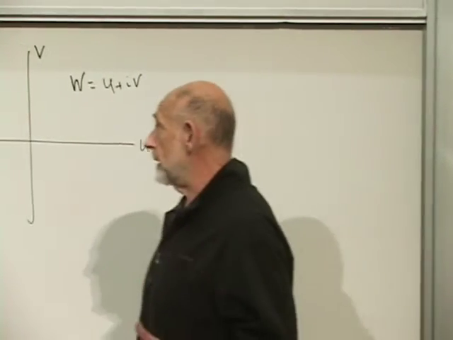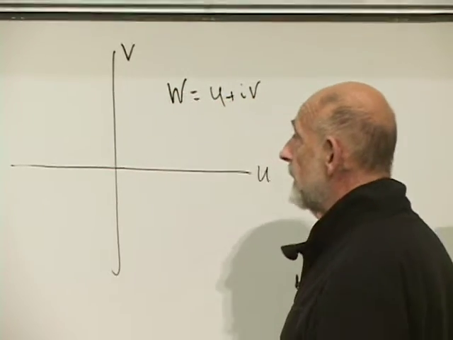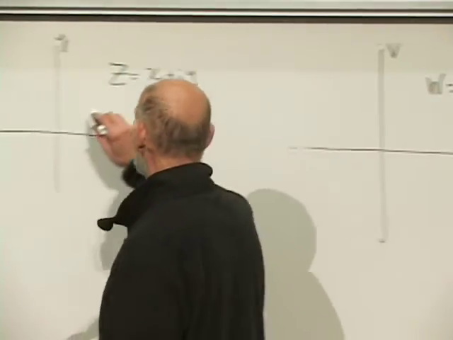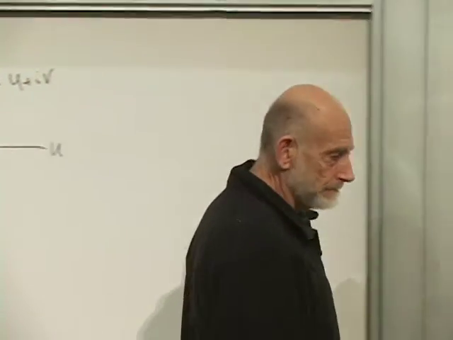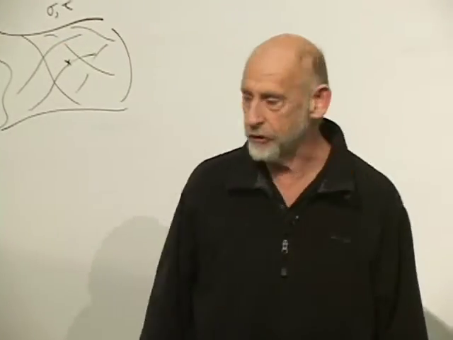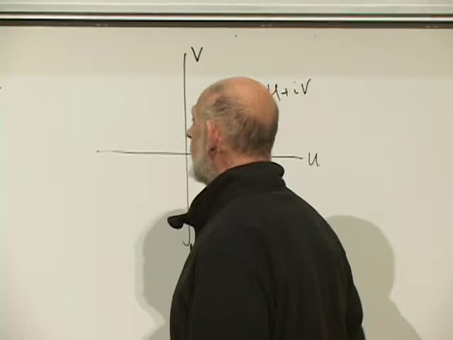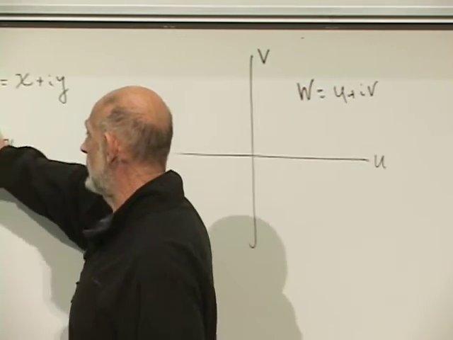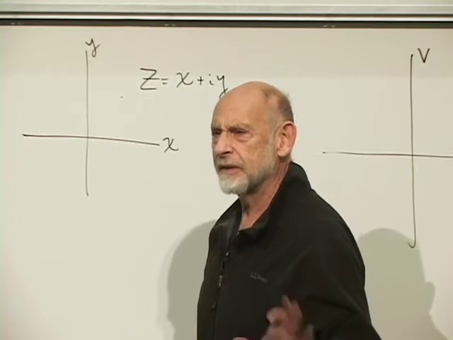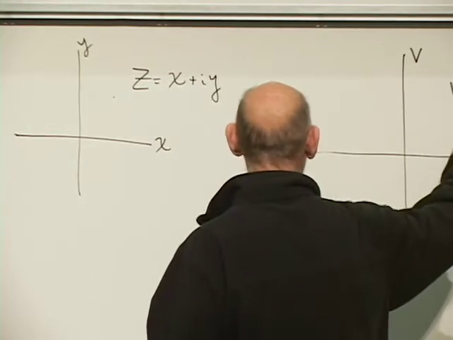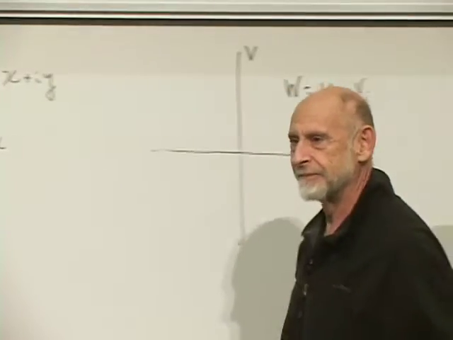And a mapping from the z-plane to the w-plane is just a rule: given any point x and y, assign to it a unique point, and let's assume the mappings are 1-to-1. In other words, for every point on the z-plane, there is a unique point on the w-plane, and likewise, for each point in the w-plane, there is a unique point in the z-plane. For any point on the w-plane, there's a unique point in the z-plane, and for any point in the z-plane, there's a unique... Okay.